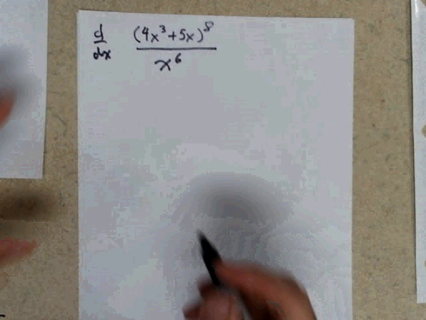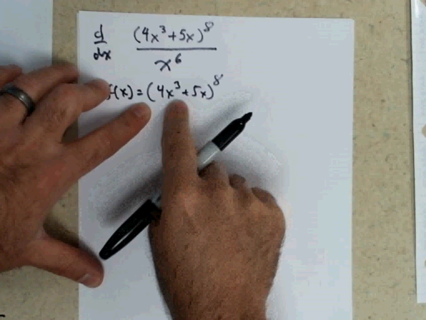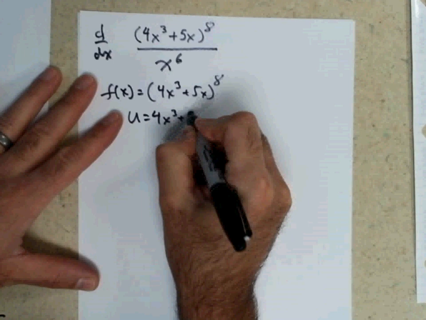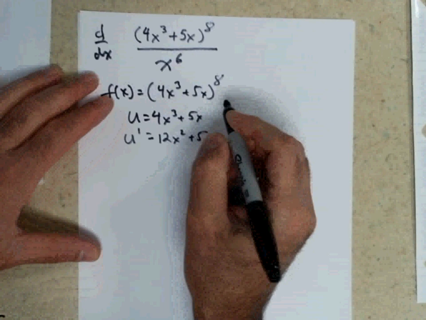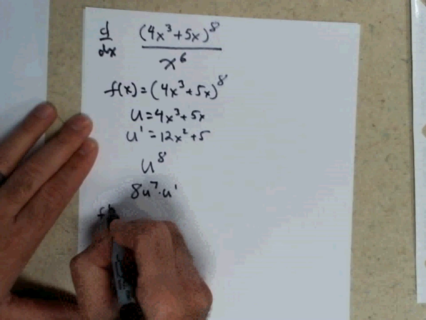All right, so I'm going to say the f of x is the top. That's this quantity, 4x to the third plus 5x, raised to the eighth. So this is its own problem. To take this derivative, I have to use u substitution or the chain rule. So u equals 4x cubed plus 5x. U prime equals 12x squared plus 5. So now I'm looking at u to the eighth power. To take the derivative of u to the 8, it's 8u to the 7 times u prime.